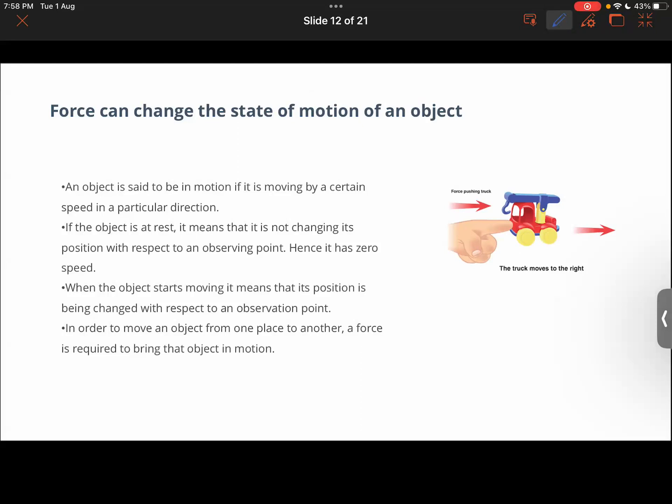Okay, let's talk about some of the energy changes. Like we talked about now, the state of motion of an object can be changed, right? For example, this truck is at a stationary position here, and if a push force is being applied, it is obvious that it will move in the right direction. But the motion is always considered with an observing point, right?